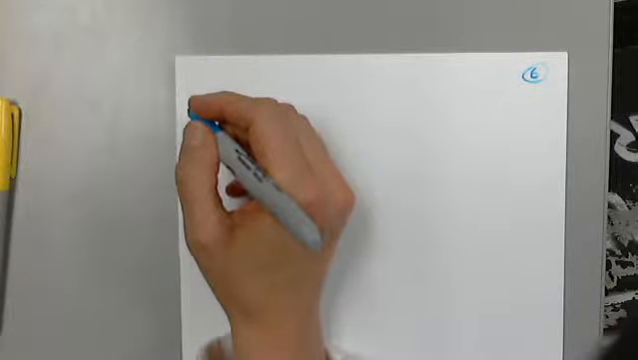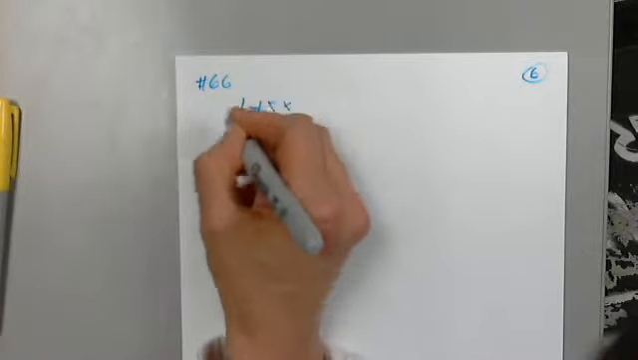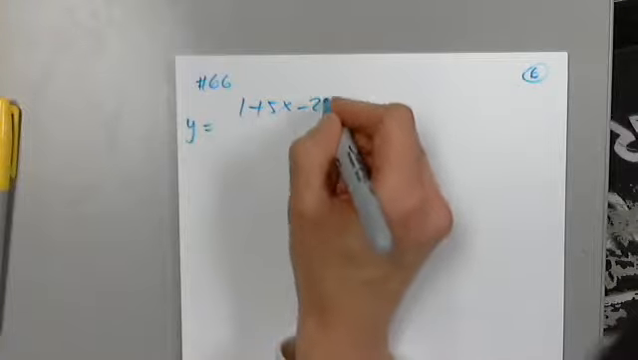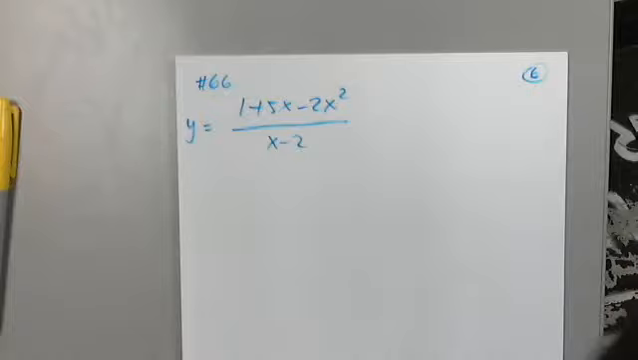Let's say, what about number 66? We have y equals 1 plus 5x minus 2x squared, divided by x minus 2. Perfect. So for this function, let's just find the slant asymptote, nothing else. First of all, does this function have a slant asymptote? Yes. As long as the degree of the top is 1 unit larger than the degree of the denominator, the rational function will have a slant asymptote.